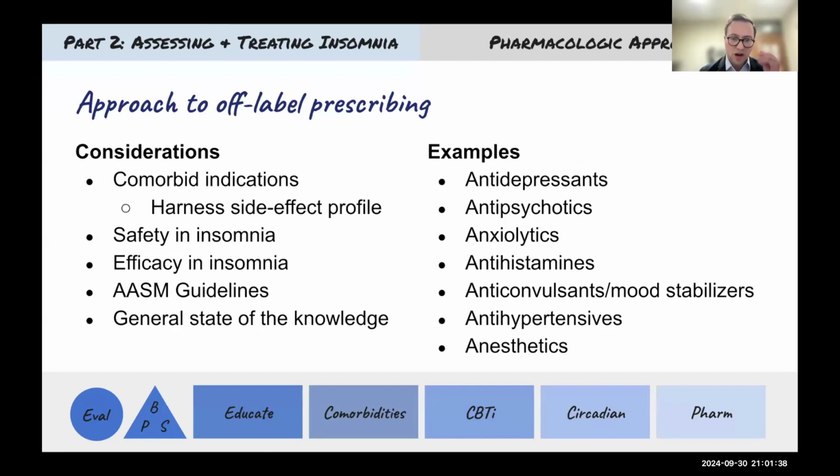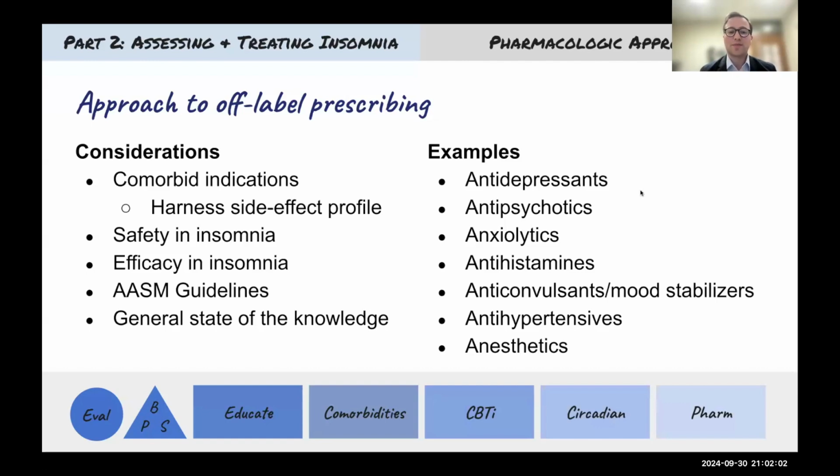And so what's an approach to off-label prescribing? Like I mentioned, we want to consider comorbid indications and harness the side effect profile. You could see on the right-hand side that various antidepressants, antipsychotics, anticonvulsants, and other medications have sedating properties. And so when we're treating other conditions, we want to consider how we could harness the side effect profile of medications from within those classes.